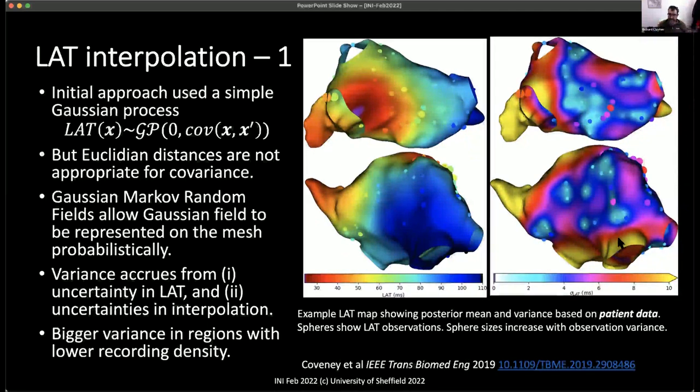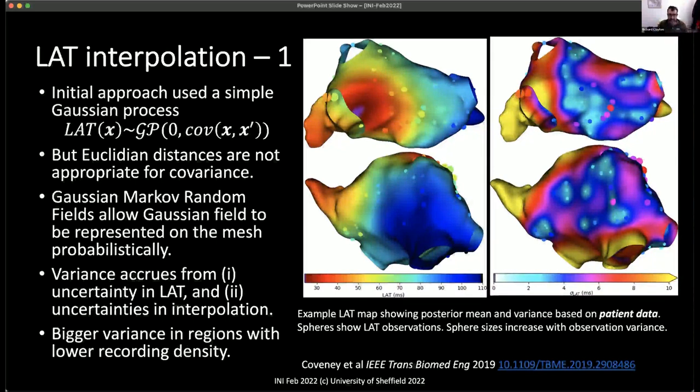And perhaps unsurprisingly, the areas with lower variance are those where we've got denser measurements. And the size of the points here, which represent the measurement locations, the size of those circles show the observation variance that there was at each point.